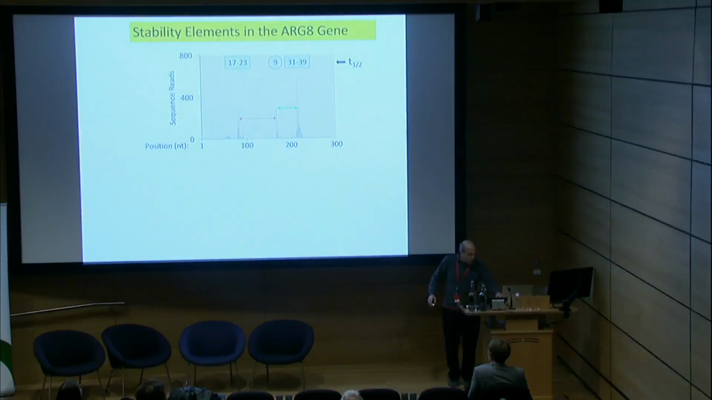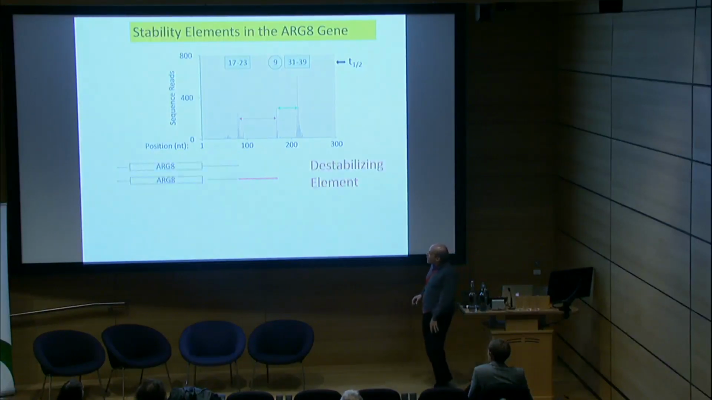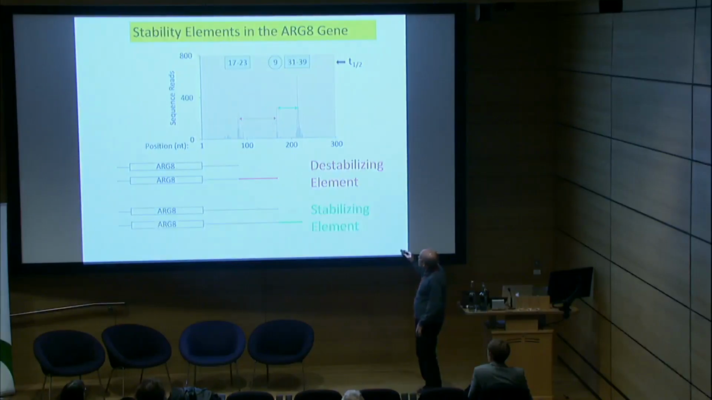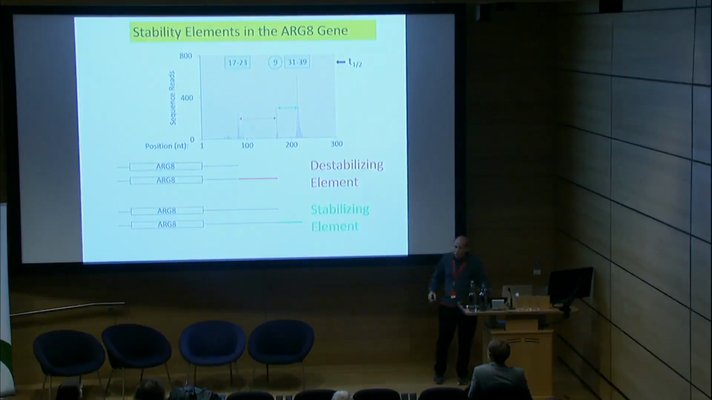It turns out that what's important about that is that it allows us to map stabilizing and destabilizing elements. If you compare these two clusters, the difference is this bit here, and you go from a 20-minute half-life to a 9-minute half-life. So that's a destabilizing element. Conversely, if you go from here to here, this extra region in green tends to go from a 9-minute half-life to a 35-minute half-life. That's a stabilizing element. So we can actually map them completely over the entire yeast transcriptome this way.